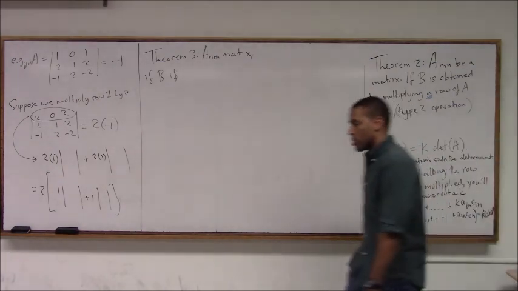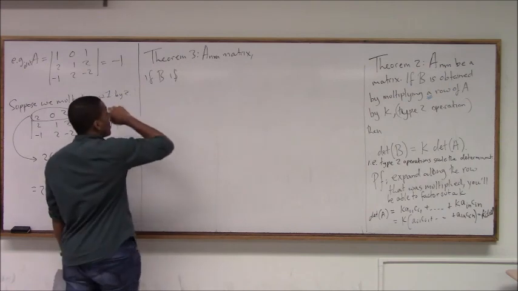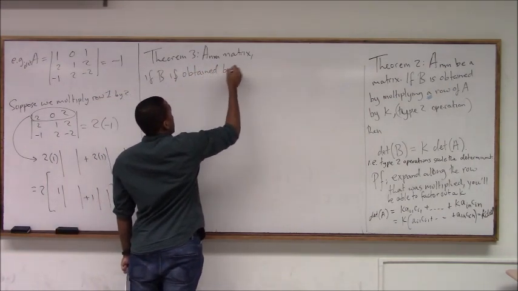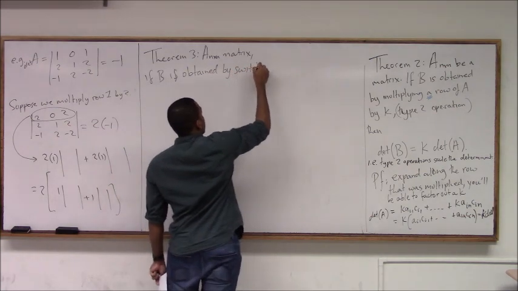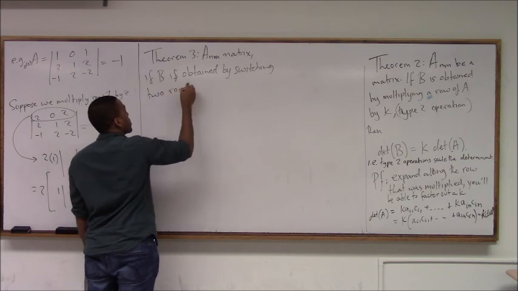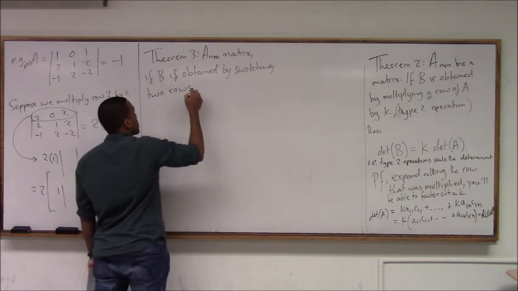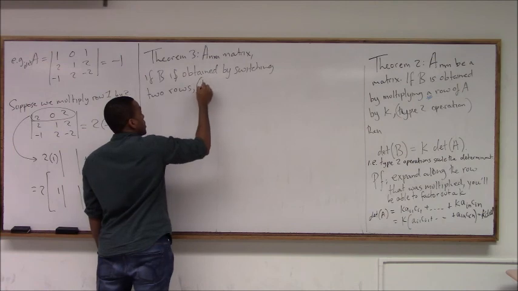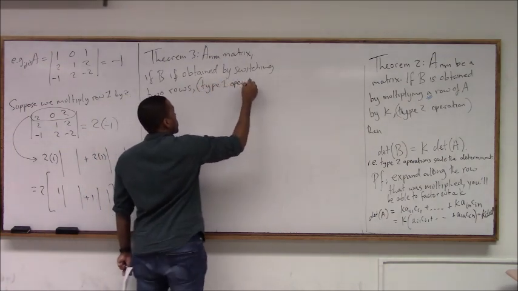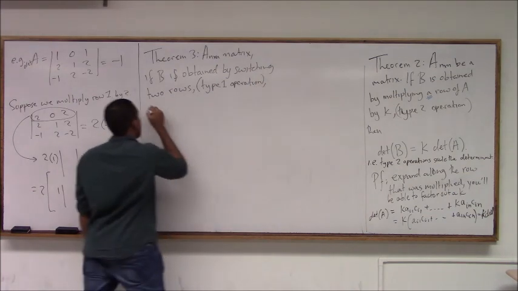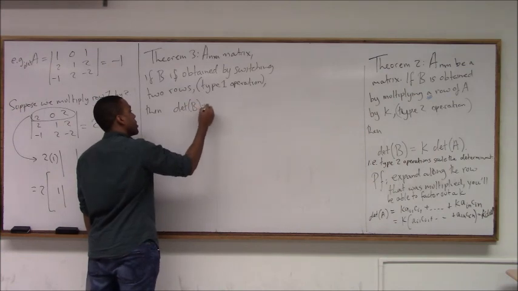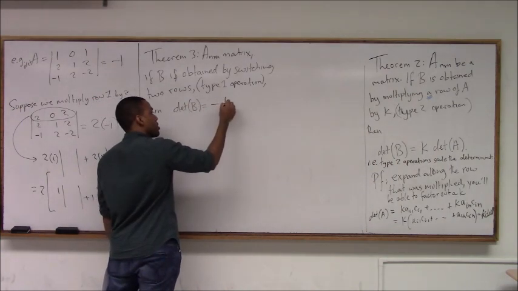By whatever scalar multiple you multiply a row by. If B is obtained by switching two rows, that is a type 1 operation. Then the determinant of B turns out to be the negative of the determinant of A.